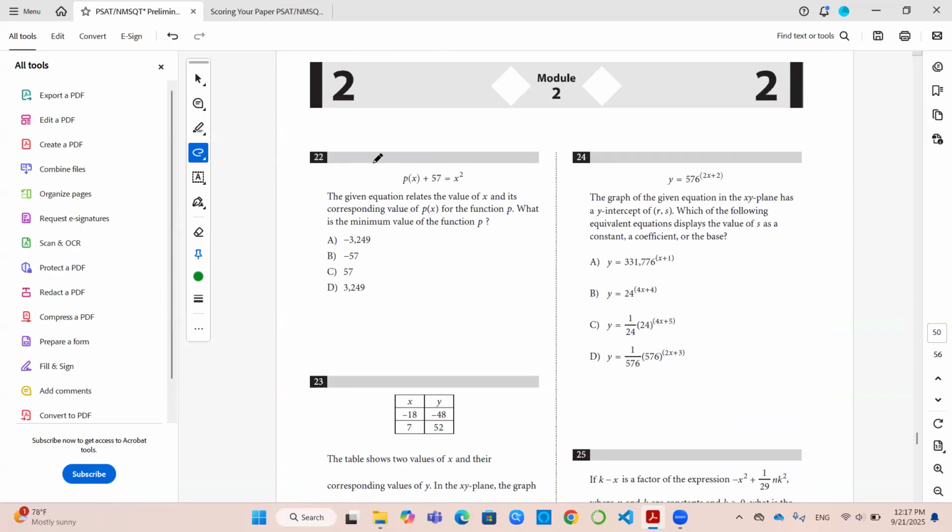The given equation relates the value of x and its corresponding value of p of x for the function p. What is the minimum value of the function p? So p of x, if I rearrange this, is equal to x squared minus 57. And this is a parabola shape, shifted 57 units downwards along the y-axis. So minus 57 is the correct answer. So B is the correct answer.